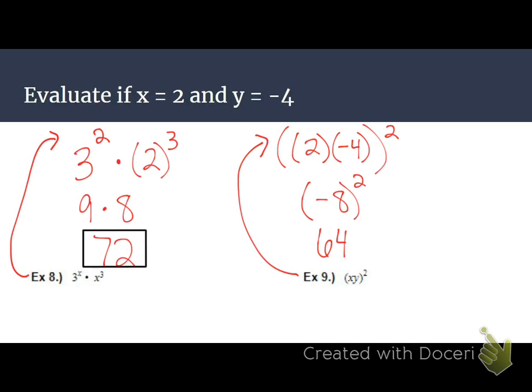Okay, the other way you could do this, I'll change colors, is you could give the exponent to both the x and the y. So x squared times y squared. And then plug in 2 squared times -4 squared. 2 squared is 4. Negative 4 squared is 16. You multiply them, you still get a positive 64. Again, it doesn't matter to me which way you do it, as long as you're showing me your work.